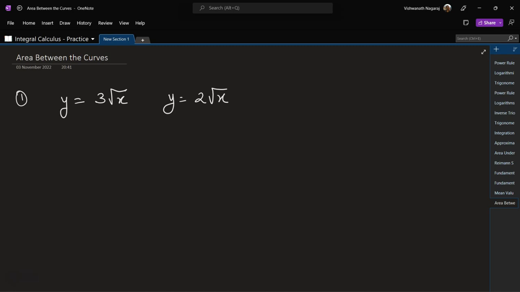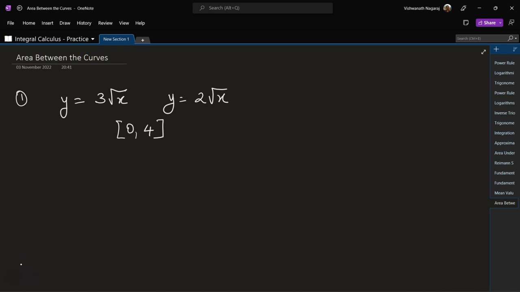Now, first we need to make sure that these two curves do not intersect each other. And here they would not, because this is 3 times and this is 2 times. Okay, and we want the area between these two curves in the interval 0 to 4.